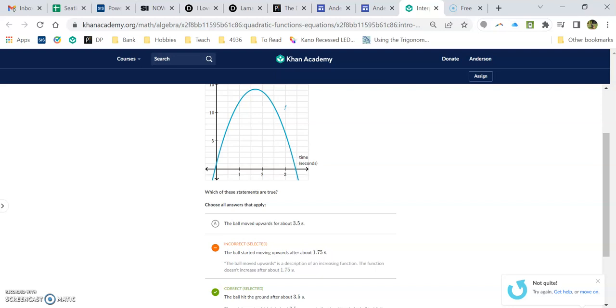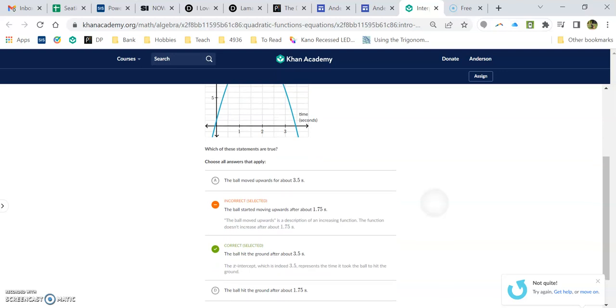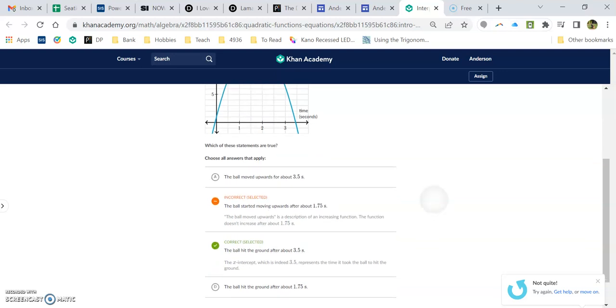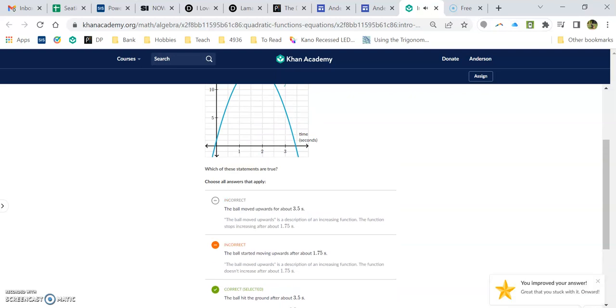I misread that. The ball started moving upwards after 1.7. I thought it was saying it's going up. So it's only C. There you go. Yeah, I misread that one. Sorry. Next question.